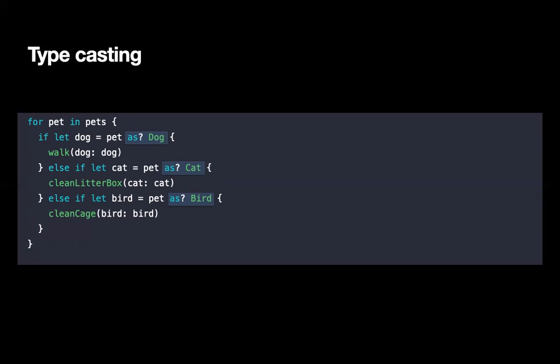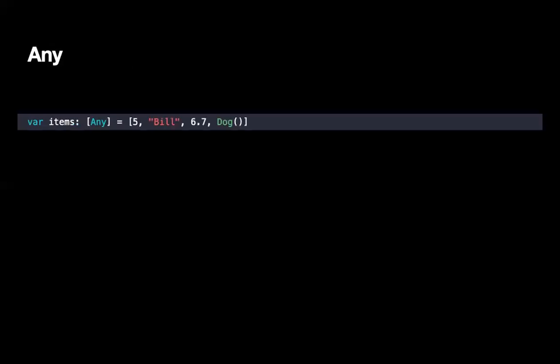Here we are using the as optional operator for the typecasting. For pet in pets, if let dog equals pet as? Dog, walk dog. Else if let cat equals pet as? Cat, cleanLitterBox cat, and else if let bird equals pet as? Bird, cleanCage bird. Also we have the Any type.